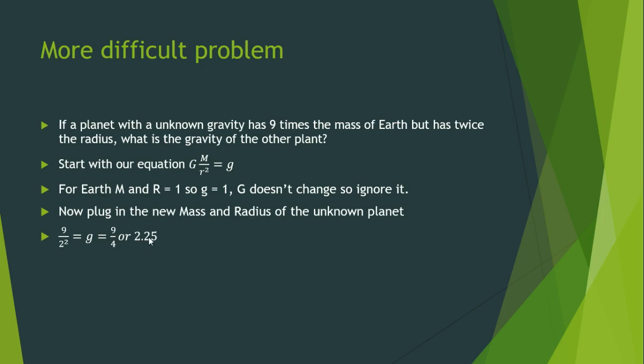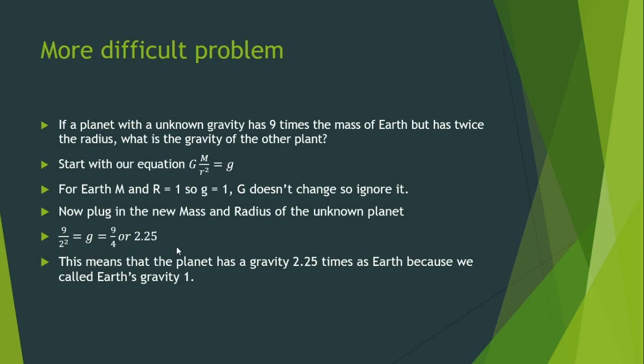So if we compare the gravity of the new planet with Earth, it's 1 to 2.25. This means that the planet has a gravity 2.25 times that of Earth, because we called Earth's gravity 1, and 1 times anything is just the number itself. So if we divided 2.25 by 1, we would just get 2.25. So it is 2.25 times the gravity of Earth. If you know the gravity of Earth, you can find the gravity of this planet.